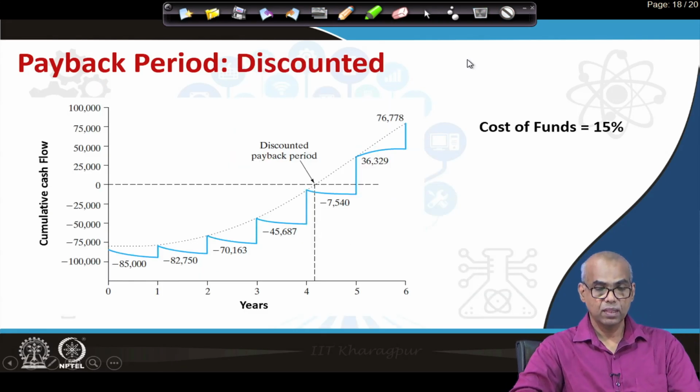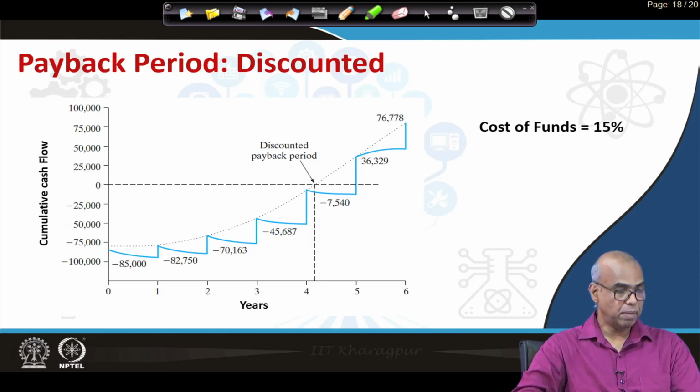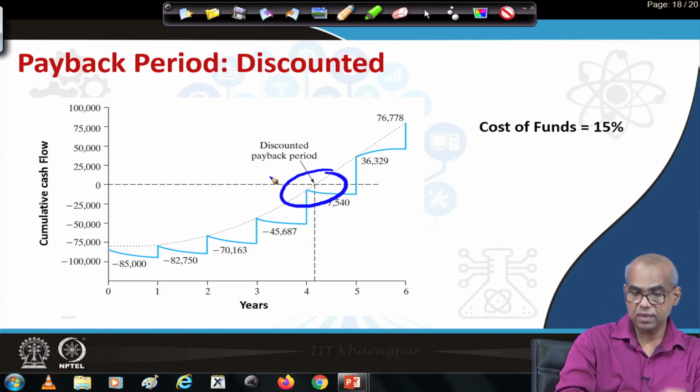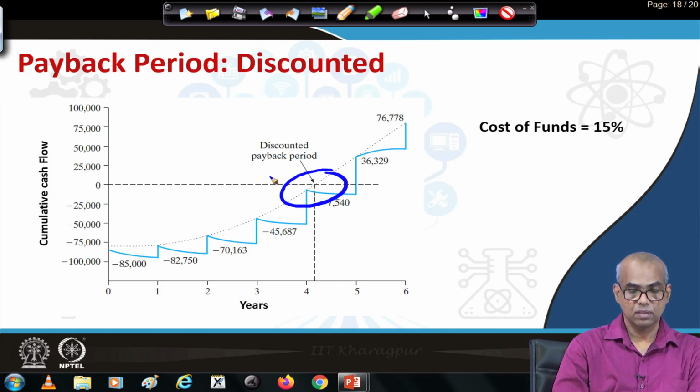Now, if you consider the discounted payback period, so you have to consider the cost of funds. So, one rate of interest has to be considered. Let us consider the cost of fund at 15%. So, now the cash flows will be discounted. Again you draw the cumulative cash flow against years, and again the payback period is given as the years at which the cumulative cash flow is 0.